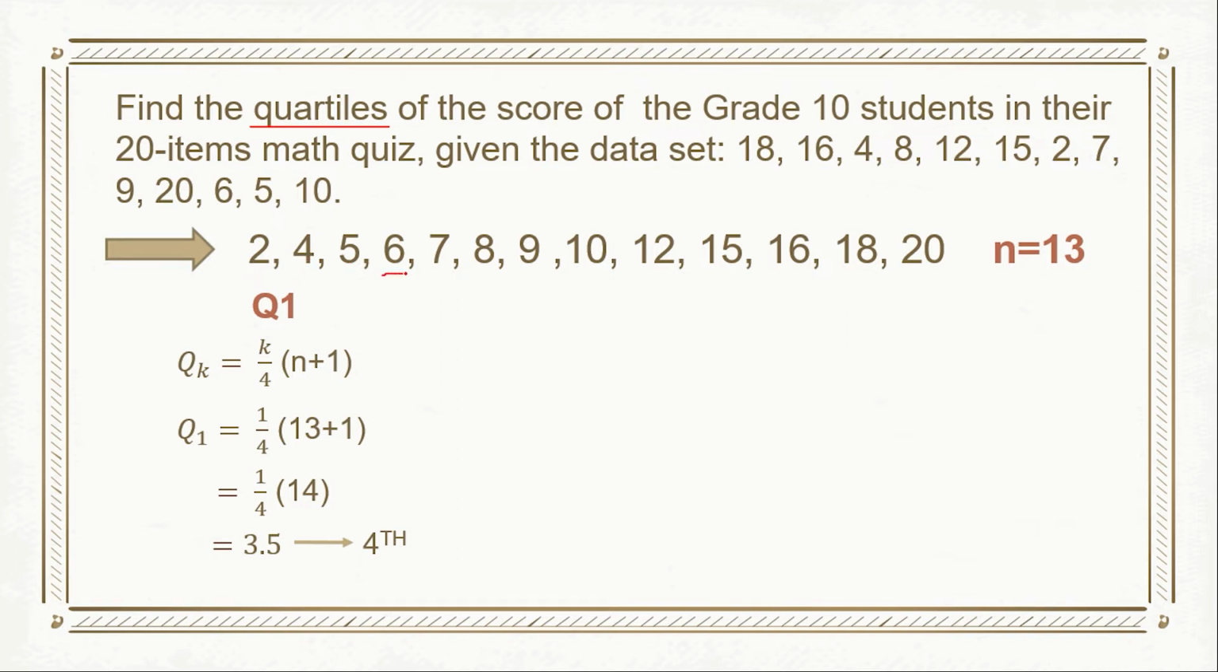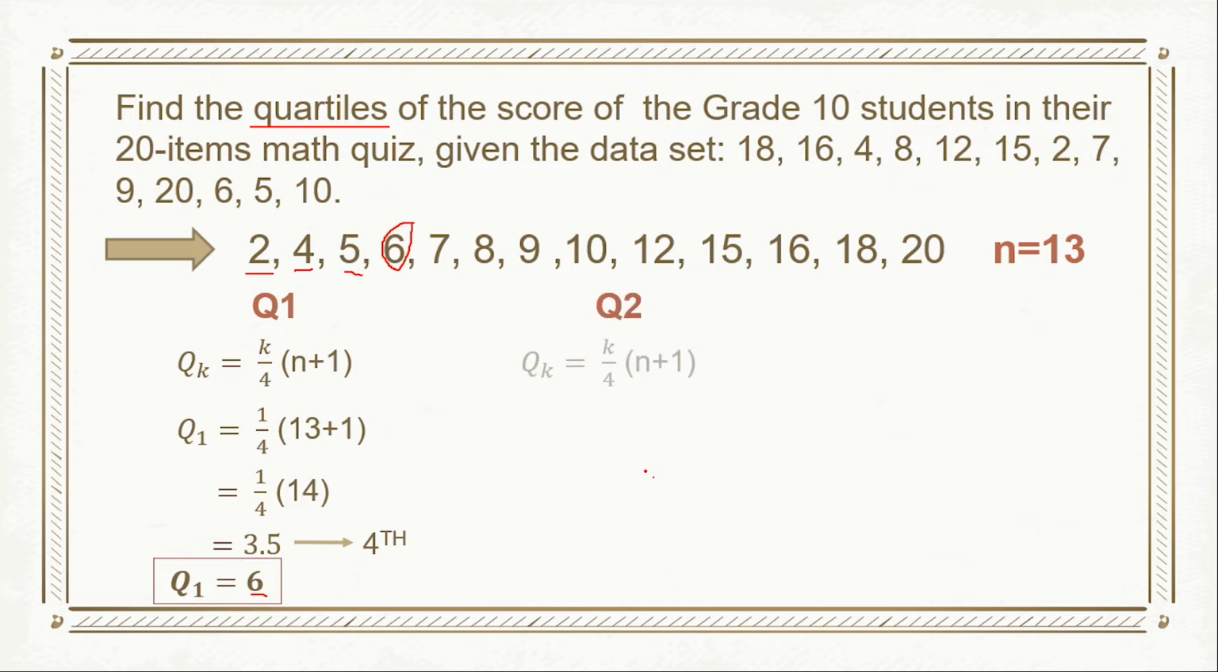So, therefore, the value of our Q1 is equal to 6. And if we interpret it, quartile 1 is equal to 25%. It means that 25% of the students have a score of less than or equal to 6. Okay, so let's proceed with quartile 2.